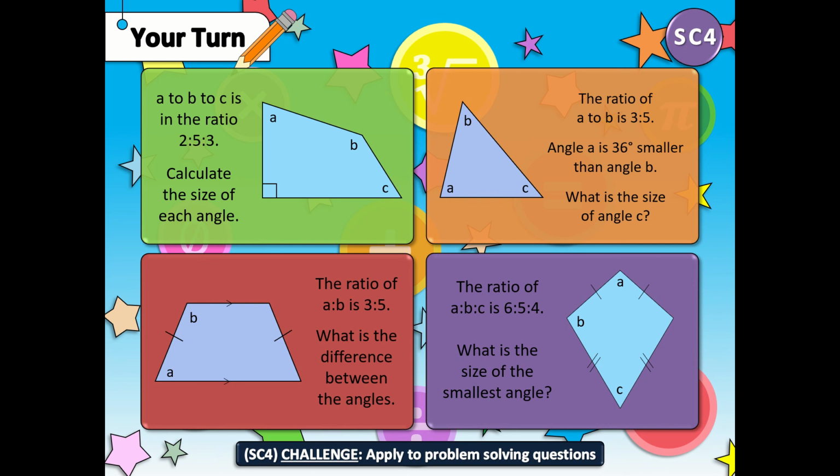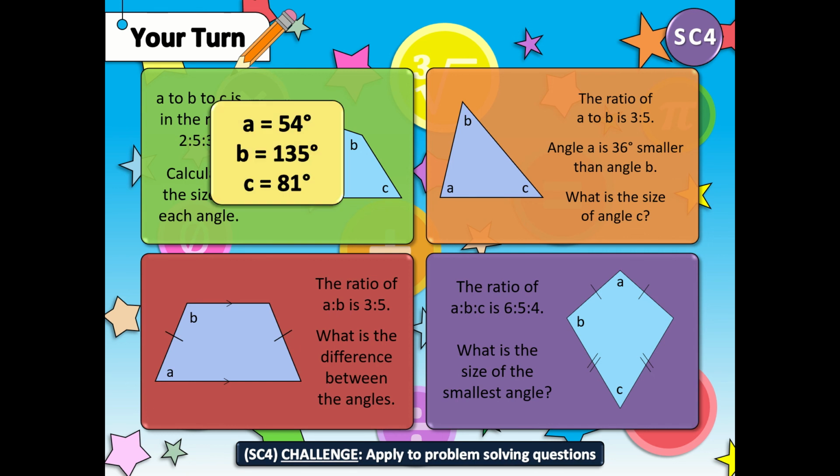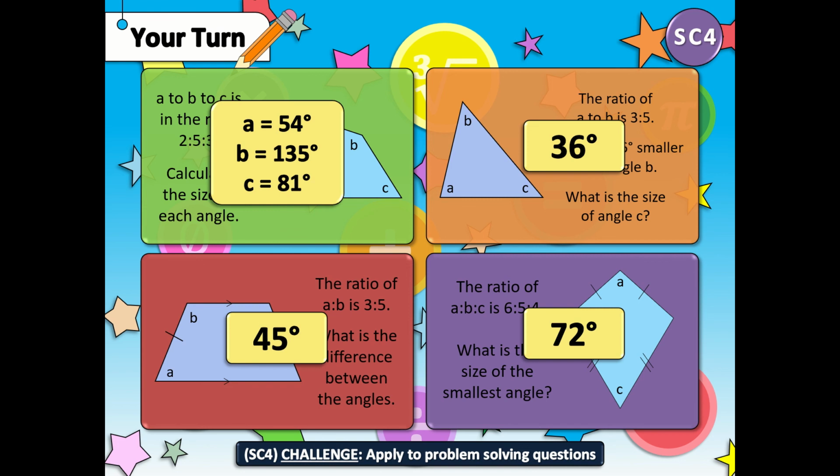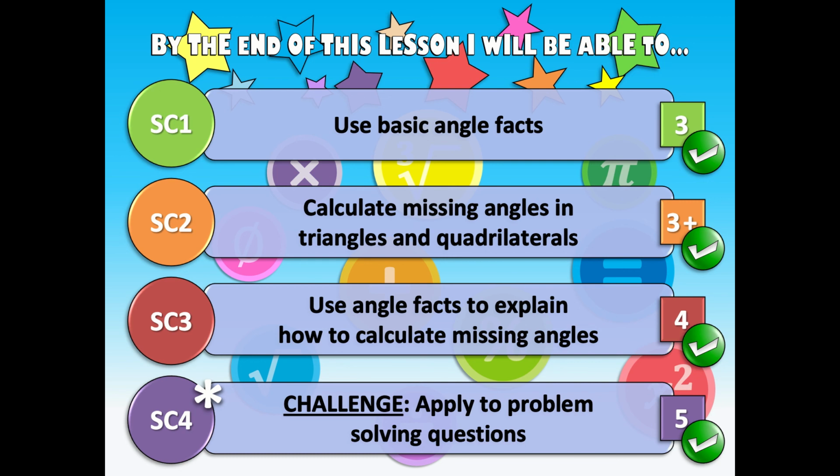Here are 4 questions for you to have a go at. Pause the video, and when you're ready to mark your work, press play. Here are your answers. So there's your green answers, your amber answer, your red answer, and your purple answer. So now we've completed success criteria 4.